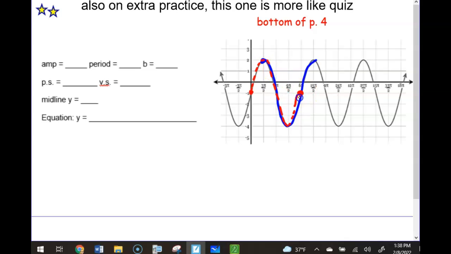What is the midline? That's usually what I find first. -1, which means the vertical shift is down 1. Tell me something else. Cheyenne? What do you think, guys? Amplitude 3? From -1 up to 2 and down to -4. That seems like an amplitude of 3. Good job.